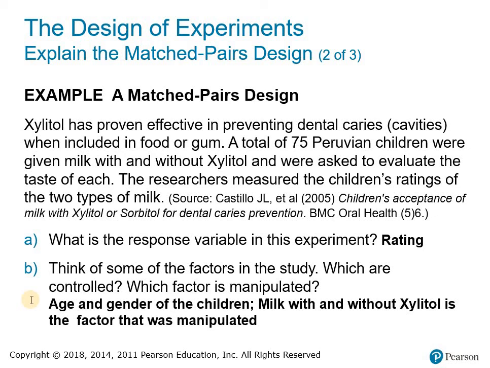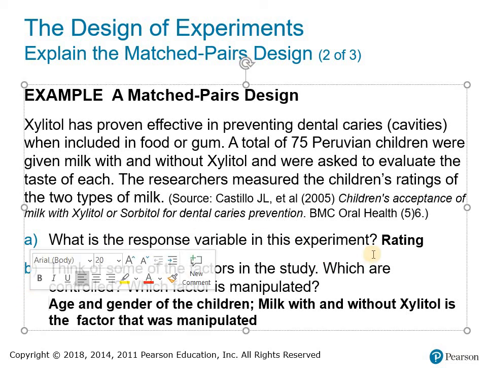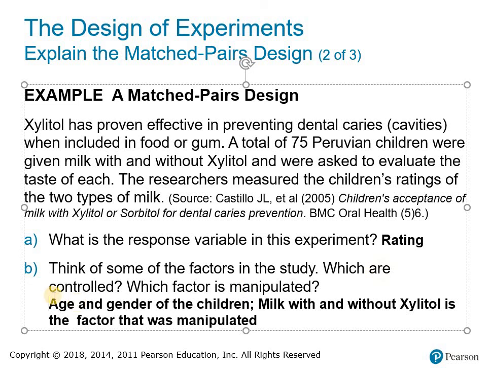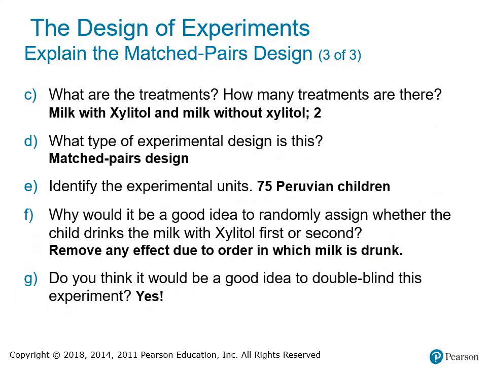It is the rating. Think about some of the factors in the study. Which are controlled and which factor is manipulated? The controlled factors are the age of the children and the gender of the children. Milk with or without xylitol is the factor that was manipulated. So either the kids were given milk with xylitol or milk without xylitol. That is the factor that was manipulated in the experiment.